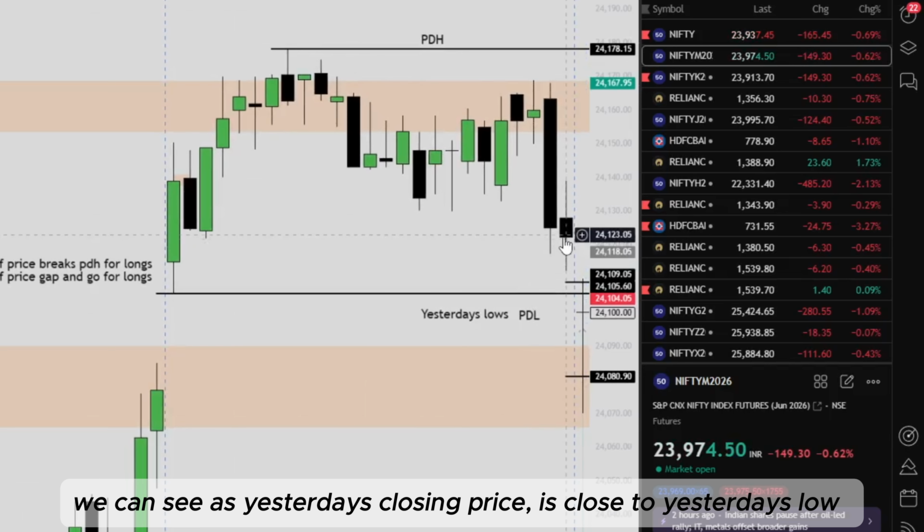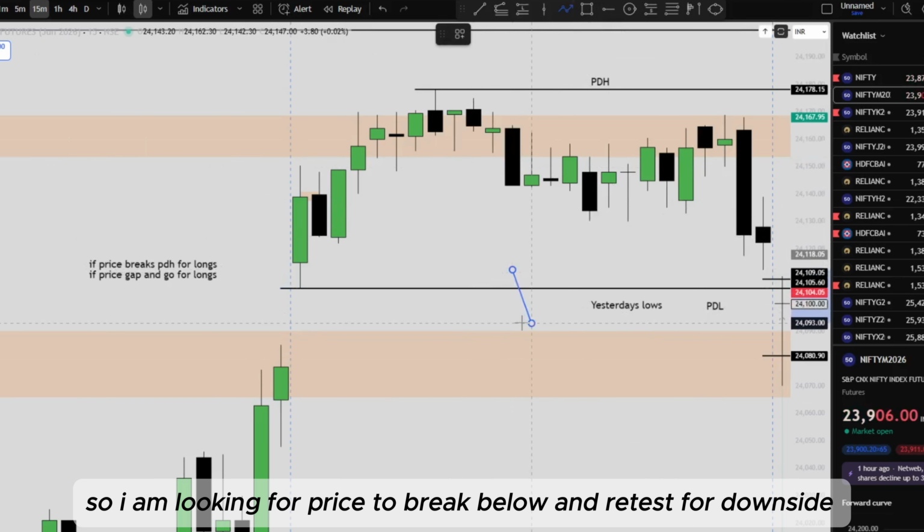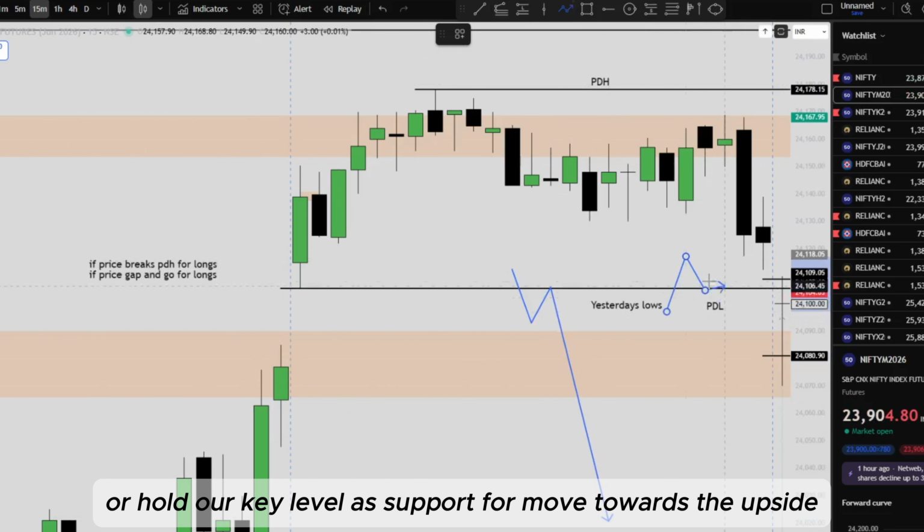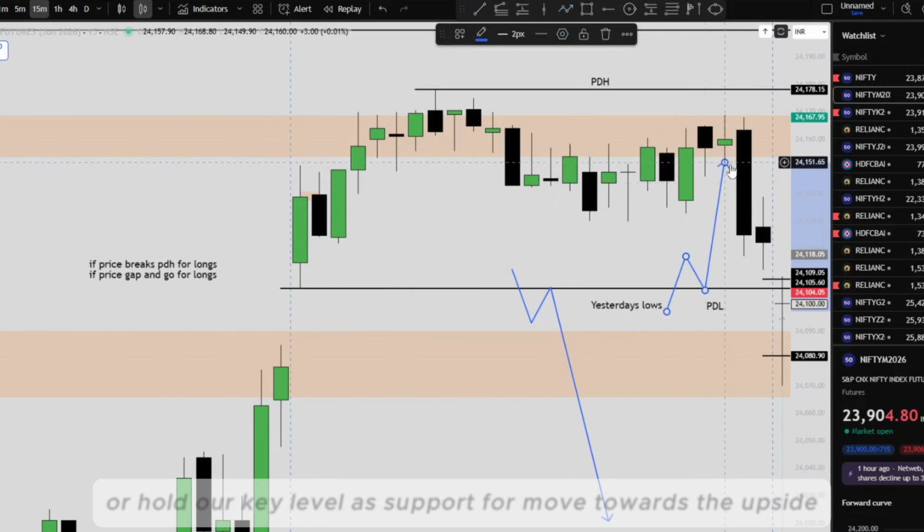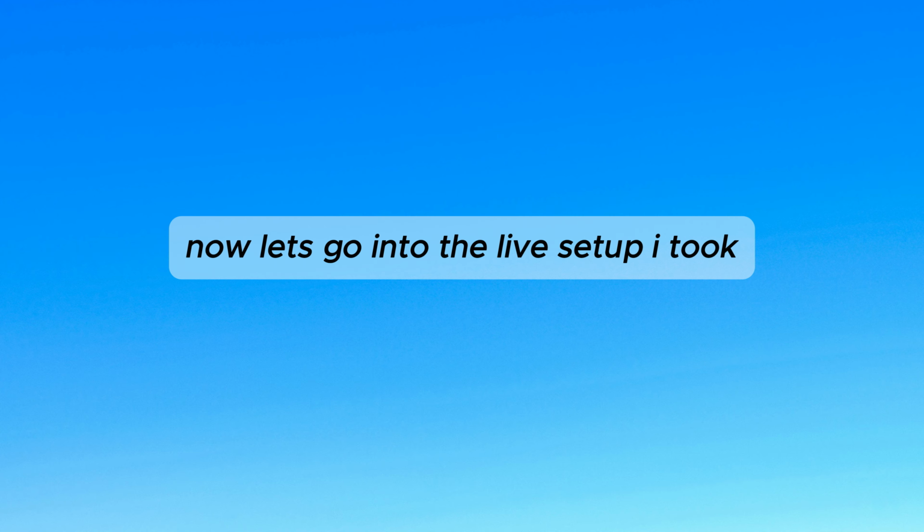We can see yesterday's closing price is close to yesterday's low. So I'm looking for price to break below and retest for downside, or hold our key level as support for a move towards the upside. Now let's go into the live setup I took.